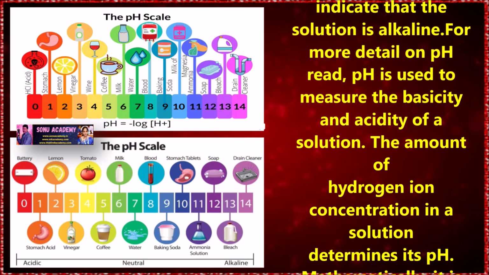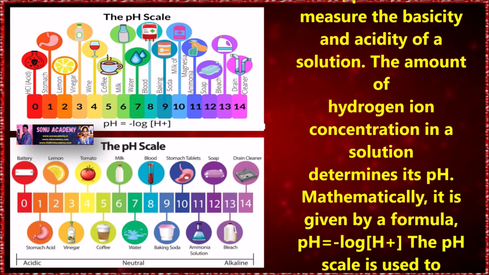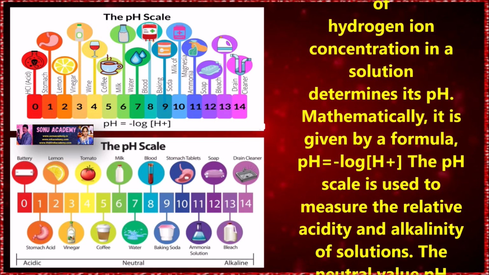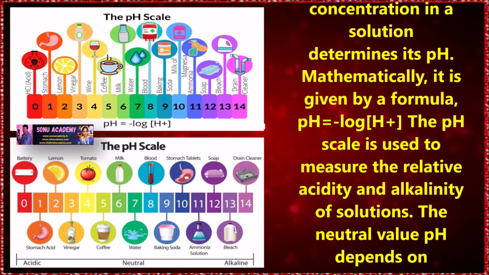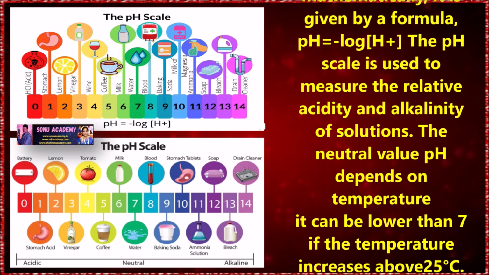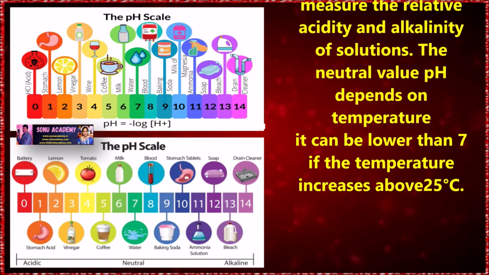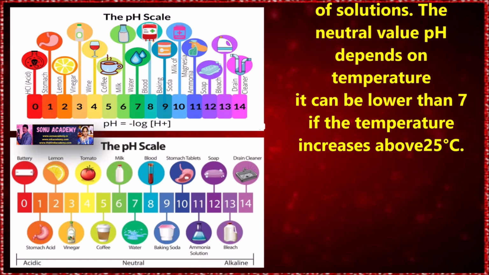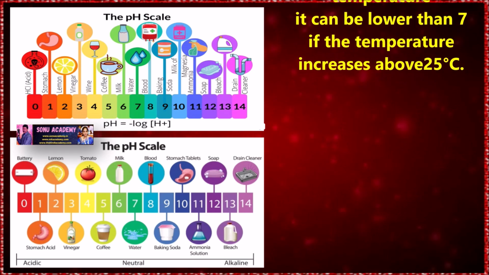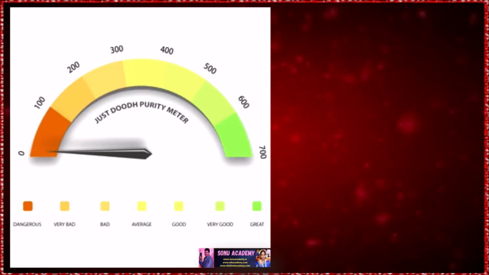pH is used to measure the basicity and acidity of a solution. The amount of hydrogen ions concentrated in a solution determines the pH. Mathematically, it gives a formula of pH = -log[H+]. Already we discussed that. The pH scale is used to measure the relative acidity and alkalinity of solutions. The neutral pH value depends on the temperature. It can be lower than 7 if the temperature increases above 25 degrees centigrade.